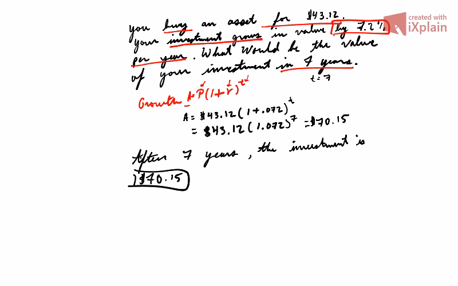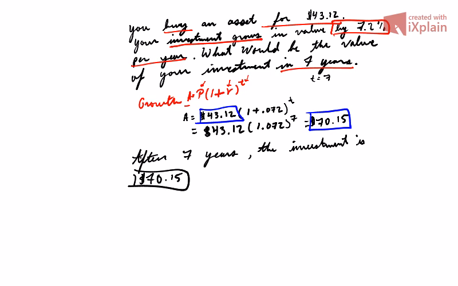Now, if you subtract this price right here from this original price, you'll find that you gained $27.03 off your original value. So you have a gain, the difference of the two after time has passed, of $27.03.